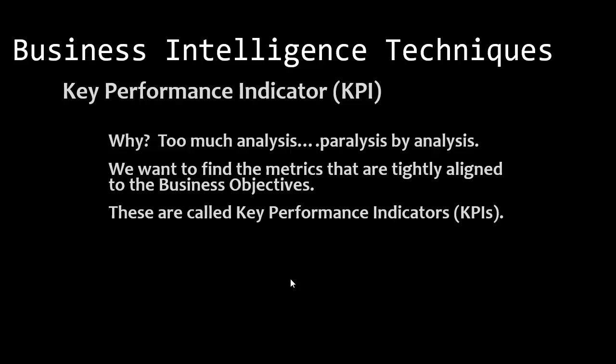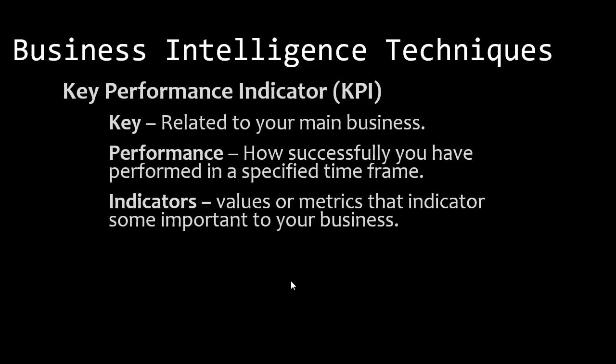If we get into the definition, key is in the sense that it's related to your main business, the objectives you're dealing with. Performance talks about how successfully you have performed in a specific time frame. And the indicators are values or metrics that indicate some importance to your business. That indicates something important to your business. With that said, that's what we're trying to accomplish here as key performance indicators.